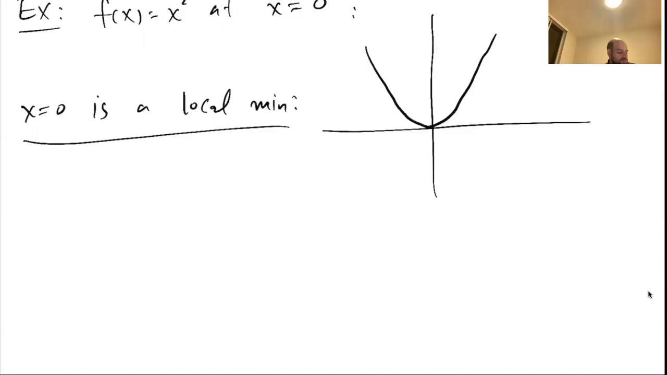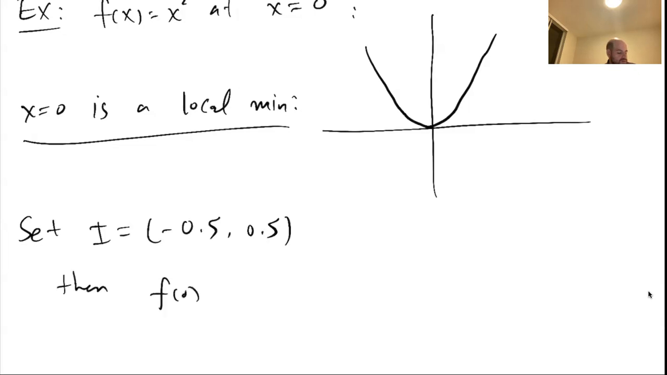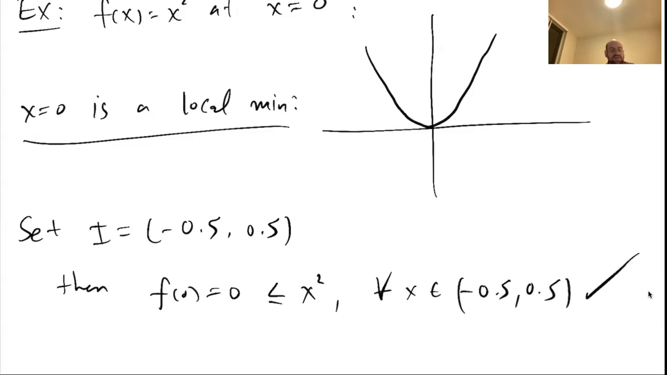What can I choose as my interval? Let's say I equals minus 0.5 to 0.5. Then f of 0, which is 0, is less than or equal to x squared for every x between minus 0.5 and 0.5. Well, 0 is less than or equal to x squared for every real number x. So why did I choose minus 0.5 to 0.5? Because it is an open interval that contains 0, and f of 0 is the smallest output among all the outputs from this interval.